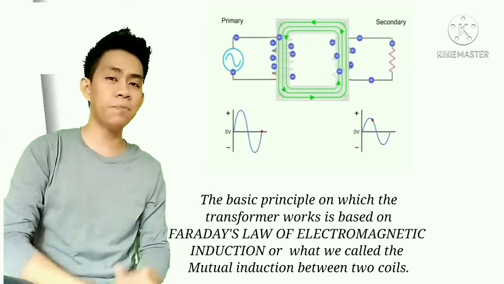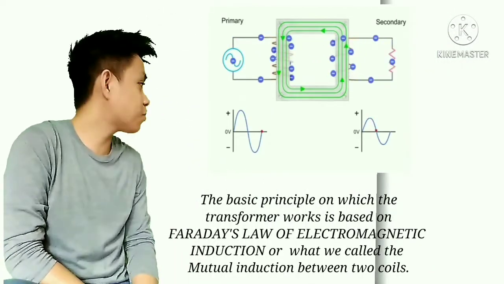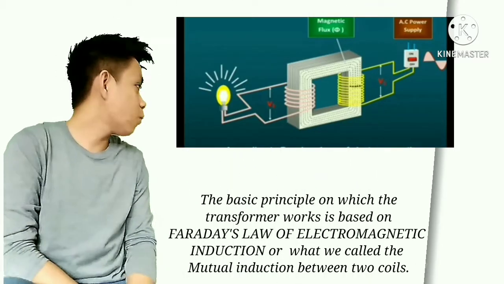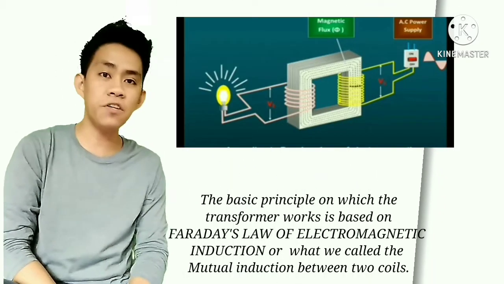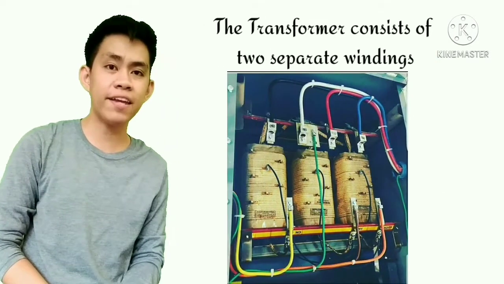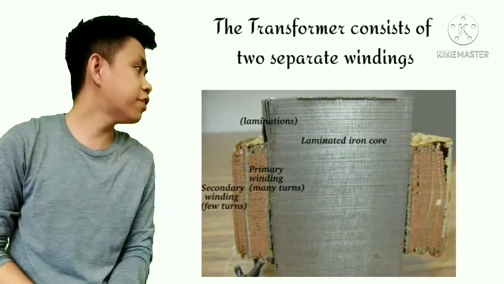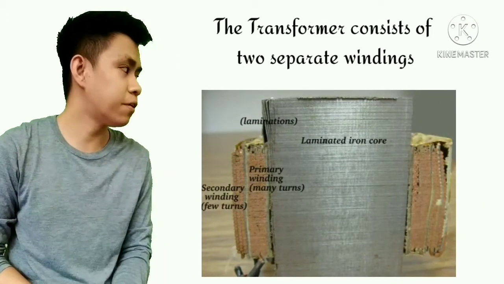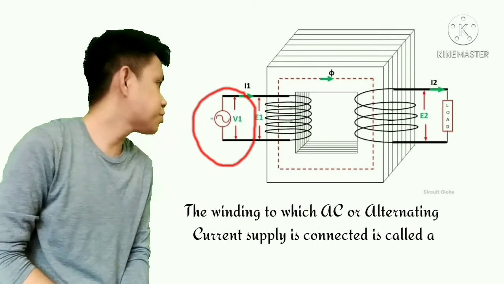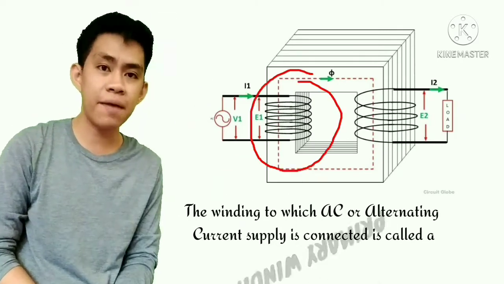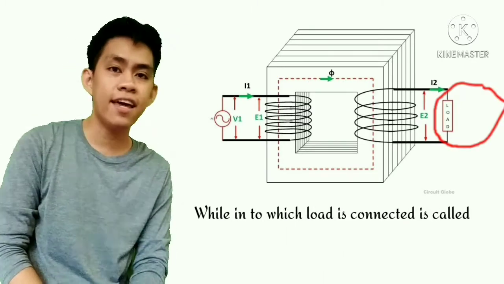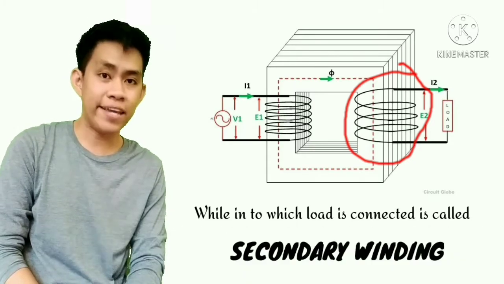The basic principle on which the transformer works is Faraday's law of electromagnetic induction, or what we call the mutual induction between the two coils. The transformer consists of two separate windings placed over the laminated silicon steel core. The winding to which AC or alternating current supply is connected is called the primary winding, while the one into which the load is connected is called the secondary winding.